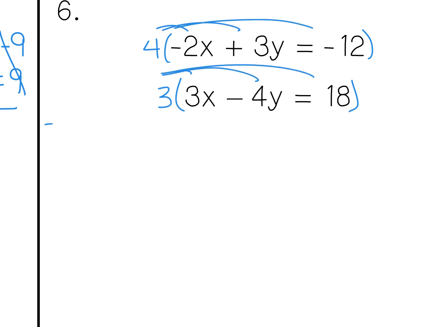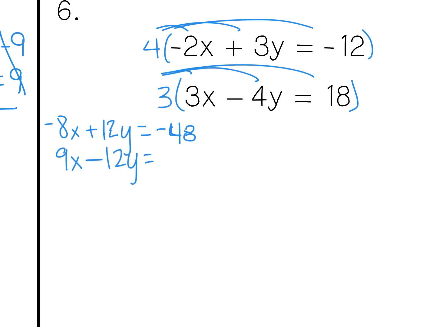So 4 times a negative 2 is a negative 8x. 4 times 3 is 12y. And 4 times negative 12 is negative 48. And then on the bottom, I have 3 times 3 is 9x. 3 times a negative 4 is a negative 12y. 3 times 18 is 54. So my y's are going to cancel. I get x equals 54 minus 48 is 6.